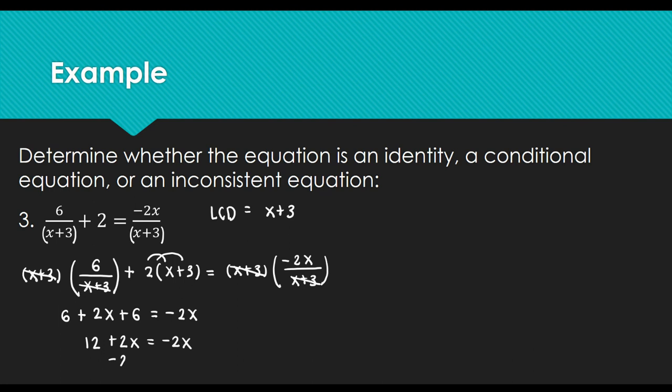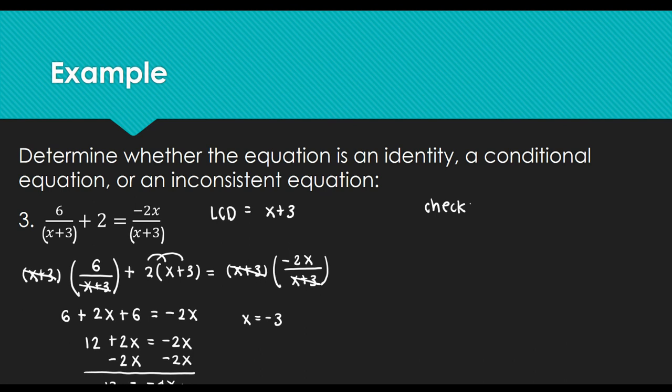I've got some x's that I can move, so I'm going to move that 2x over to the right by subtracting. That gives me now 12 equals negative 4x. I'm going to divide by negative 4, and I get a value of x to be negative 3. So remember, even though I got a value of x here, I do have to, because it's a rational equation, go back and substitute it in to make sure that that could be a solution.